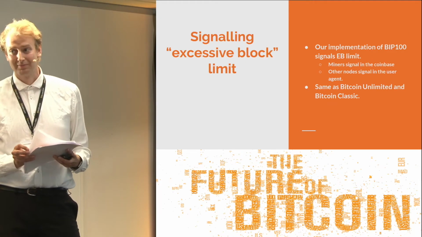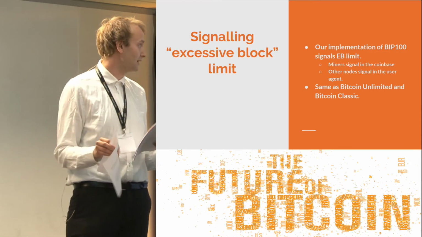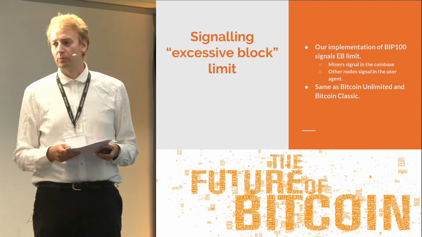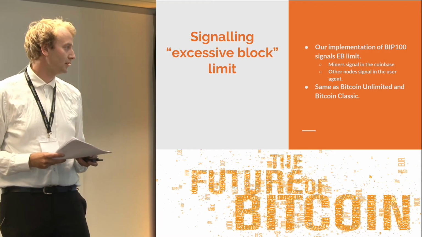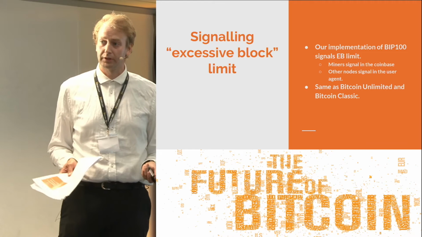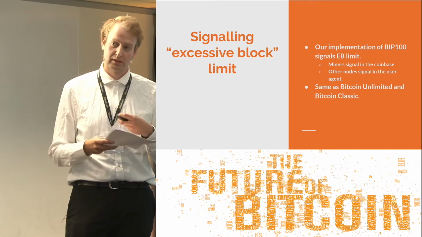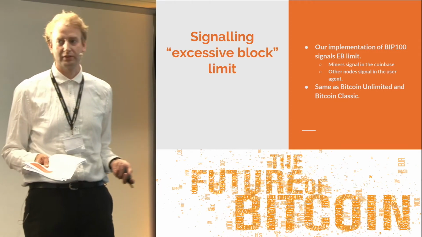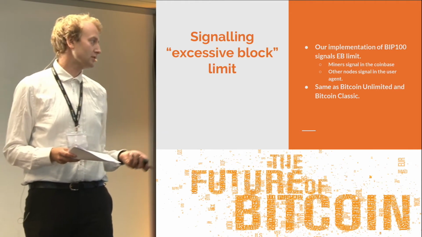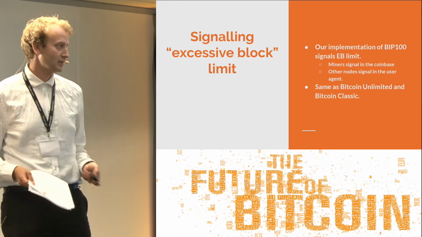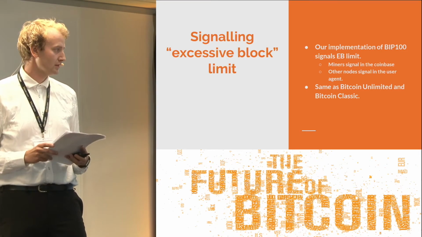Some clients, Bitcoin Unlimited and Classic today, signal their excessive block, meaning how big blocks they currently accept. This is not a requirement in BIP100, but in our implementation of BIP100, we also signal this limit for the benefit of the network. So miners signal it in their Coinbase transaction. Other nodes on the network can signal it in their user agent.